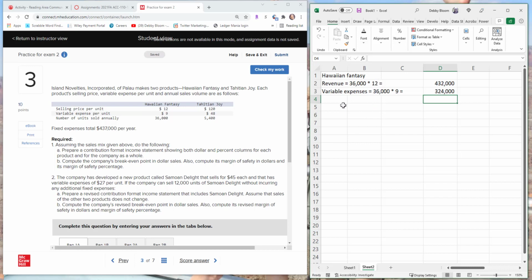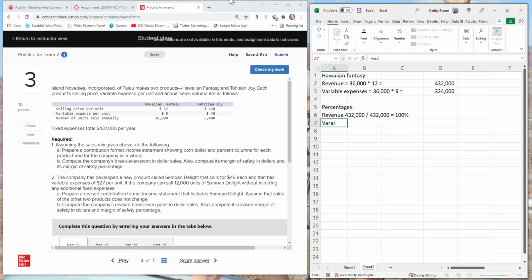Now to calculate the percentages, our revenue is going to be 12 divided by 12. Our variable expenses, to calculate it, we can either take the 9 divided by the 12 or the 324,000 divided by 432,000. So again, for the percentages, everything is shown as a percentage of revenue. We would take 432,000 divided by 432,000, and of course we would get 100%.